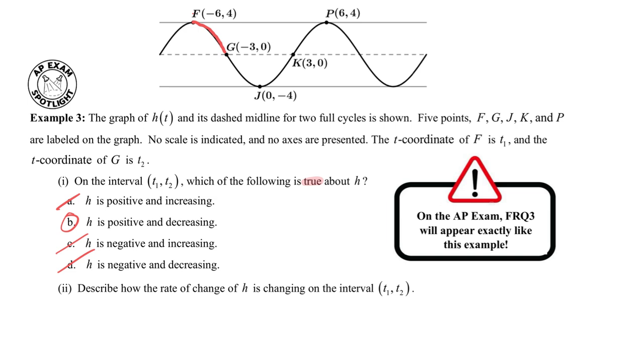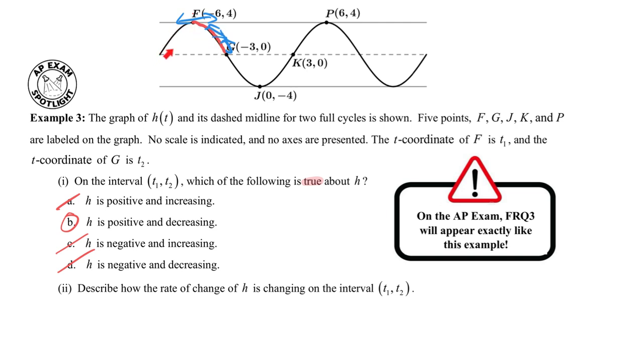Now, part 2 of this question is asking us to describe how the rate of change, what should we call that? Oh yeah, the slope of h is changing on this interval, right? So what is the rate of change doing? So we're starting here and then we're going down. Like, that's actually getting smaller, right? It's becoming a bigger and bigger negative number, which means it is getting smaller. So what is going on there? It is decreasing. And we can look at this.